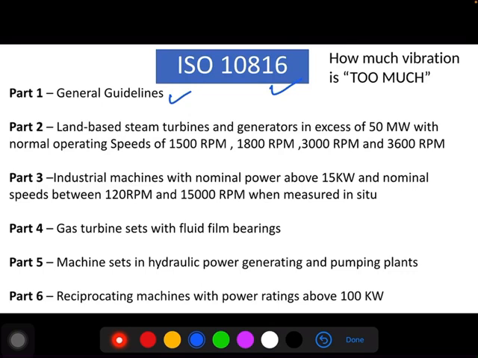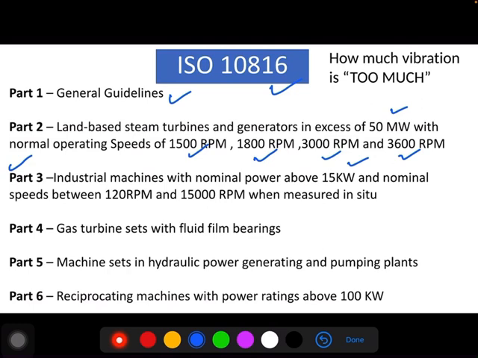Part 2 is mainly for land based steam turbine generators in excess of 50 megawatt with normal operating speeds of 1500, 1800, 3000 and 3600 rpm. And most of the industrial machines fall under part 3. It has a criteria that nominal power should be above 15 kilowatt and nominal speed between 120 rpm and 15,000 rpm, and the measurement is done in situ, at site location.